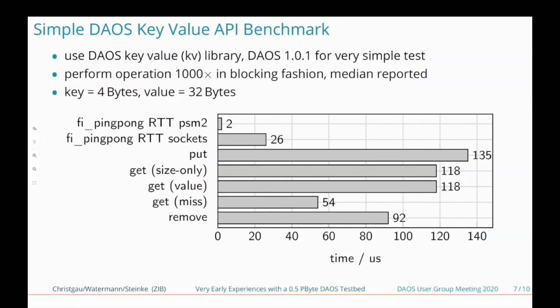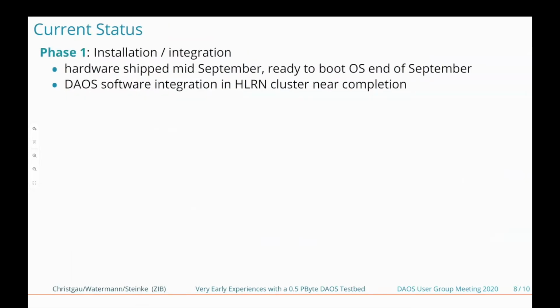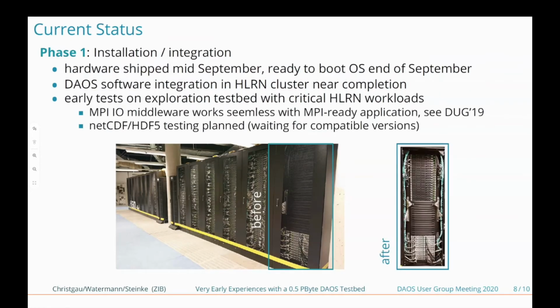So I don't want to go into details here, just to give you some impression that we are using the low-level API as well. However, we also want to provide our users with services that they can easily use. So right now we are in a phase where we have the installation going on, and we are close to completing this phase, and maybe we are in the transition to phase 2 already. So basically we have equipped one of our racks with DAOS nodes. As I said, the 20 DAOS nodes are now installed here.